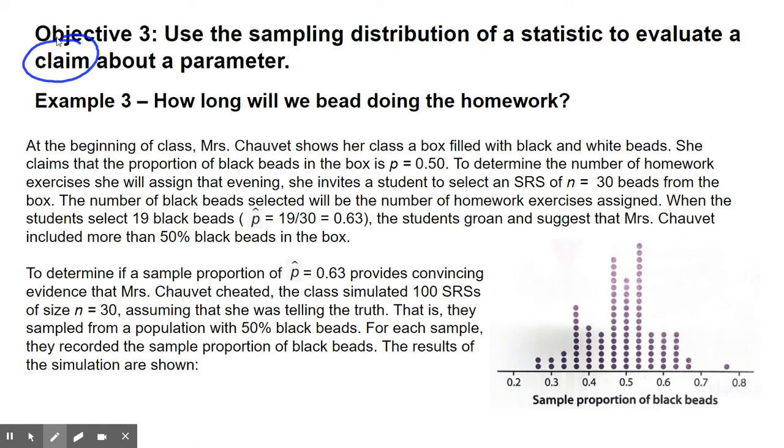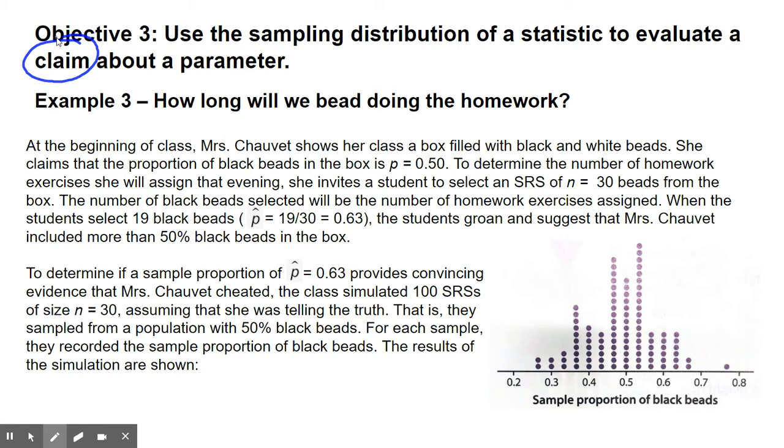Example 3, how long will we be doing homework? At the beginning of class, Mrs. Chavez shows her class a box filled with black and white beads. She claims that the proportion of black beads in the box is p equals 0.5, meaning there's half black and half white, right? To determine the number of homework exercises she will assign that evening, she invites the students to select an SRS of n equals 30 beads from the box. The number of black beads selected will be the number of homework exercises assigned.